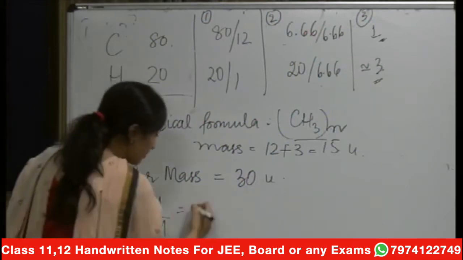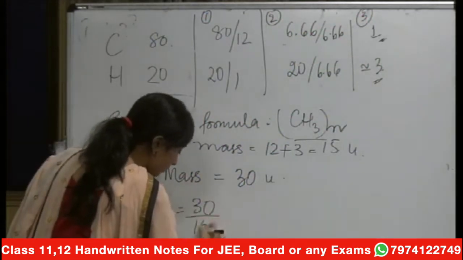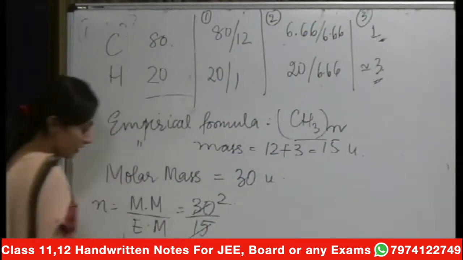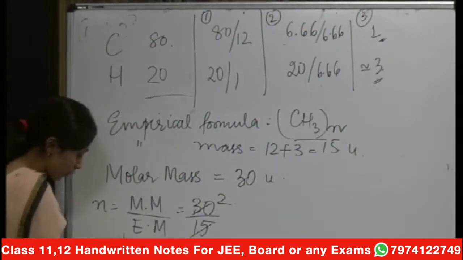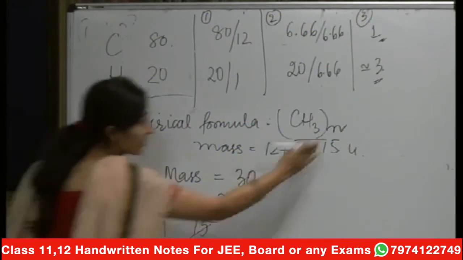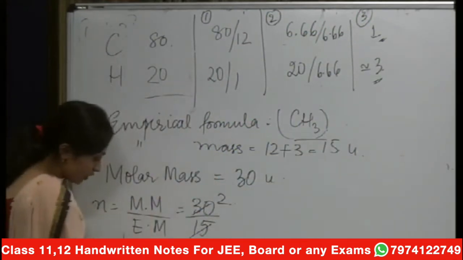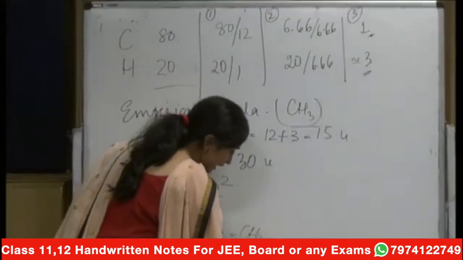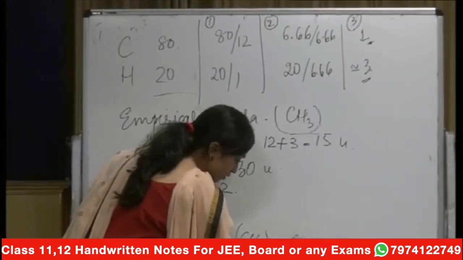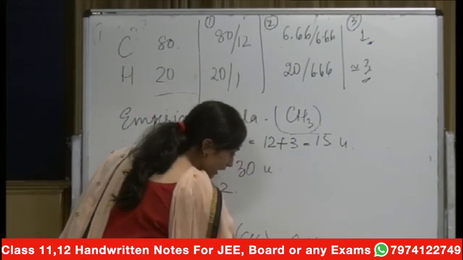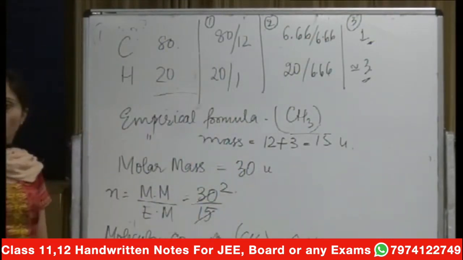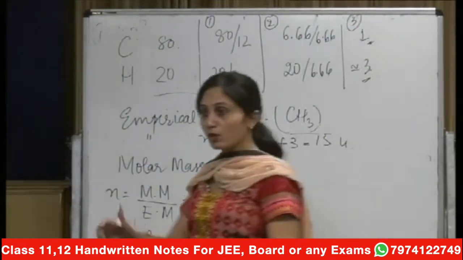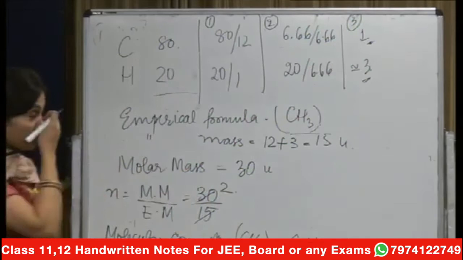And if your molar mass is 30 and your empirical mass is 15, then 15 ones are 15, twos are 30, and your actual molecular formula will be equal to CH3 times that n, that's twice, so that will be equal to C2H6. Clear with that? We'll quickly take up 2-3 questions on it. This is a very simple concept which is important from your CBSE subjective examination point of view also.